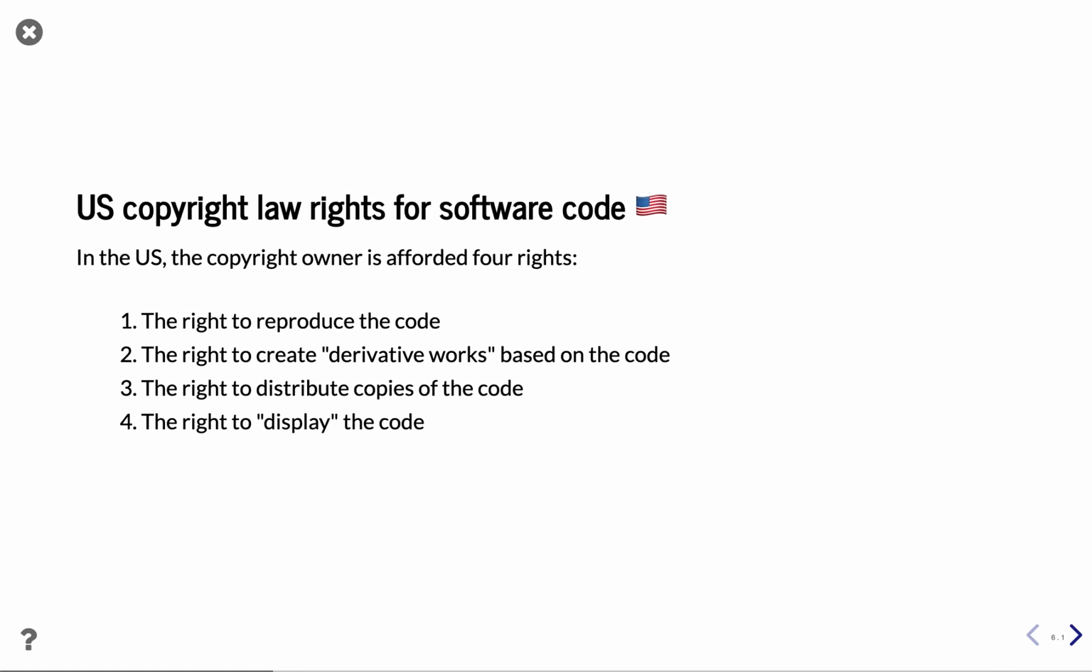Let's now talk about the difference in the US. So US copyright laws for software code, you get 4 rights if you are the copyright owner. You have the right to reproduce the code, the right to create derivative works based on the code, the right to distribute copies of the code, and the right to display the code. In the US, there is not really the equivalent of the moral rights of copyright that is in Canadian law.